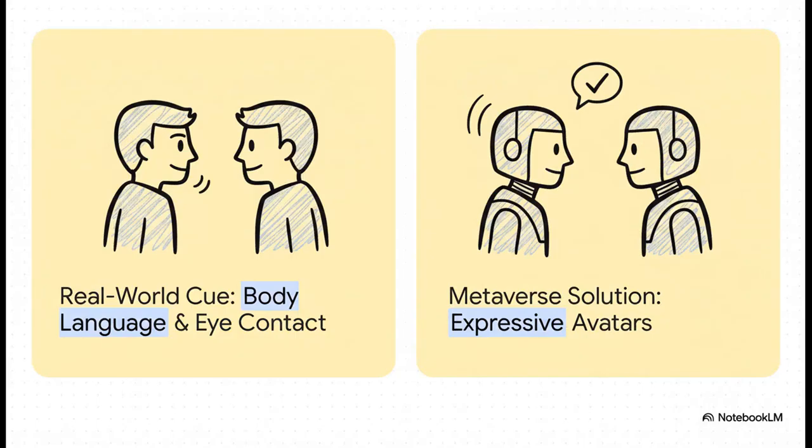Well, this slide nails one of the biggest pieces of the puzzle. In real life, so much of what we communicate is nonverbal, right? A simple nod, a glance, the way you gesture with your hands. The Metaverse solution? It's creating these expressive avatars that can actually mirror those tiny movements. When your avatar can nod along while you're listening to someone, it sends this powerful social signal that makes the whole conversation feel so much more connected and genuine.